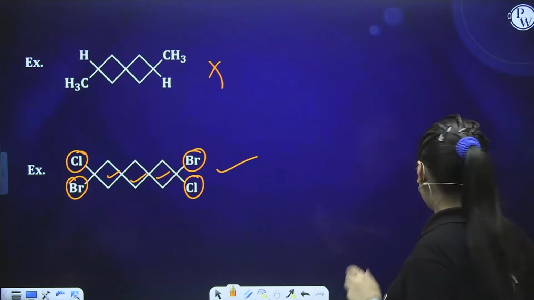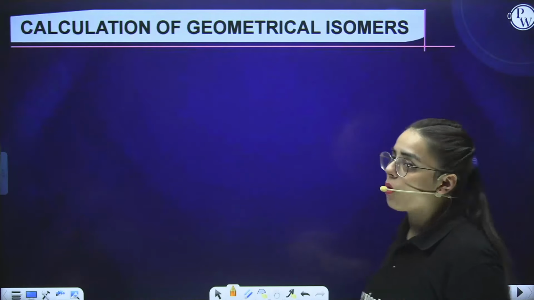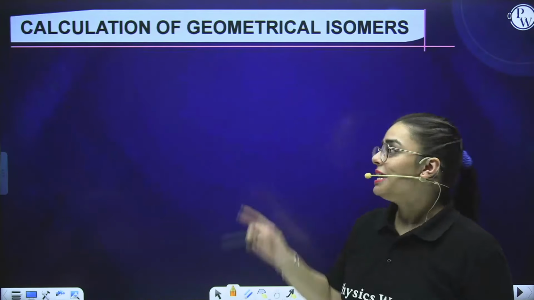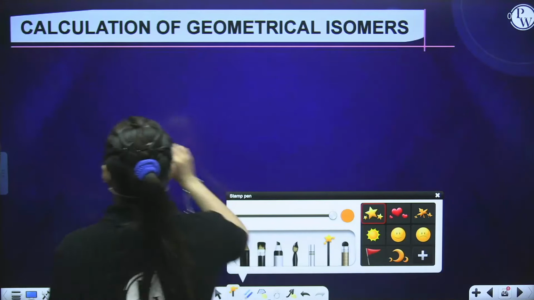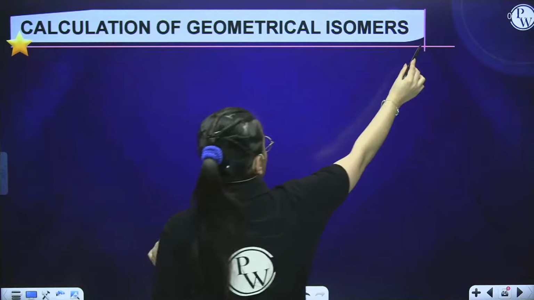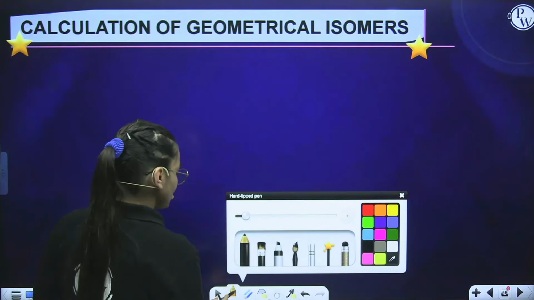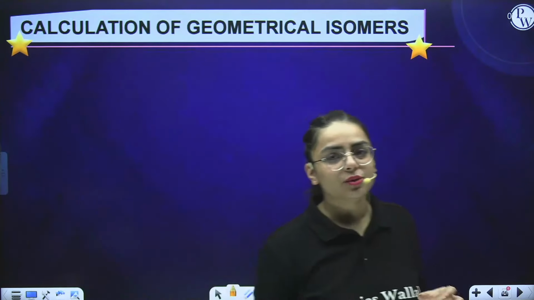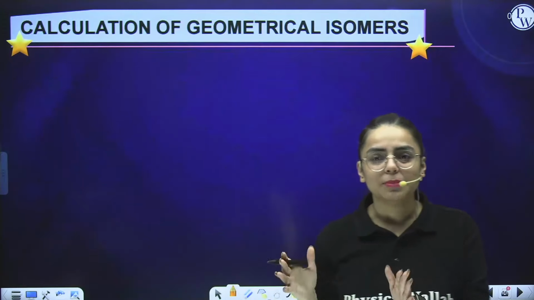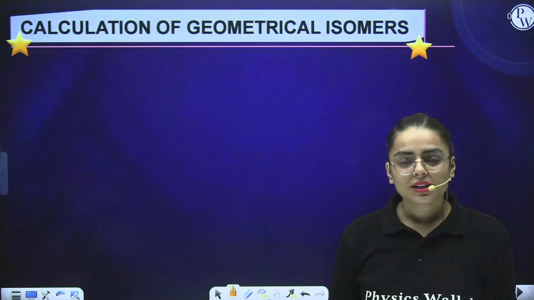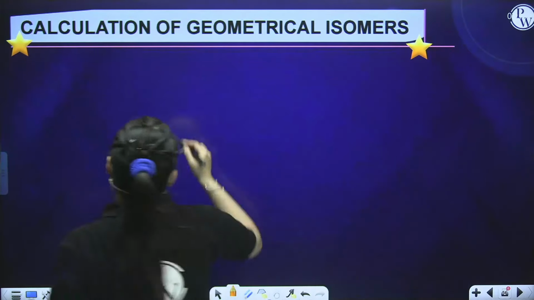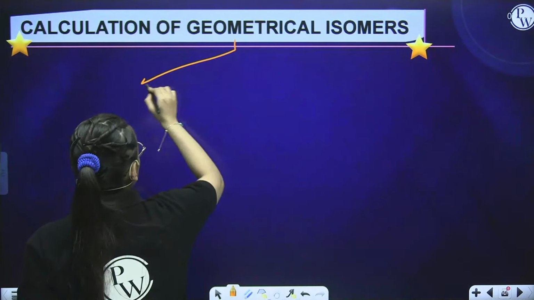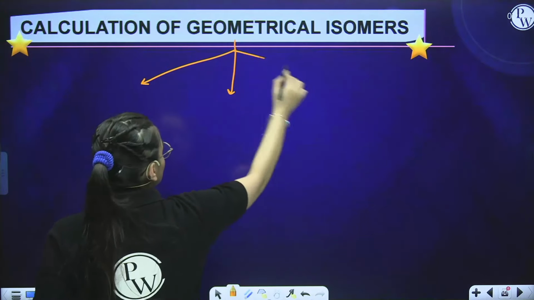Now students, we are coming towards our important topic of today's lecture, that is calculation of geometrical isomers. Kindly put a star over here because it is the most important topic, and yes, questions can arise from this. Now students, to calculate geometrical isomers, we have 3 basic cases. One is for dissimilar ends and the other 2 are for the similar ends. What I am talking about, let us write down. We need to see 3 basic cases.